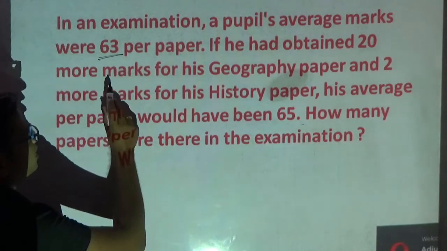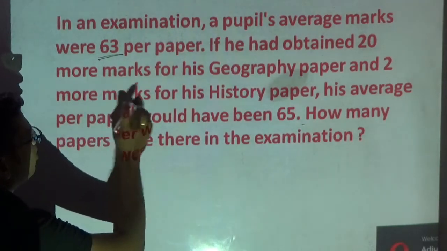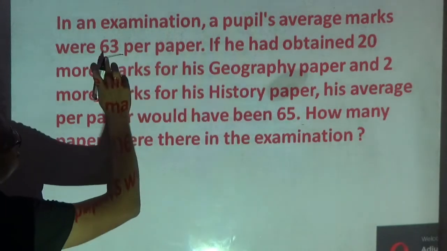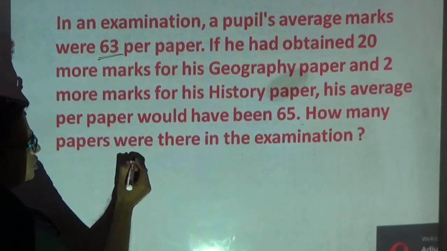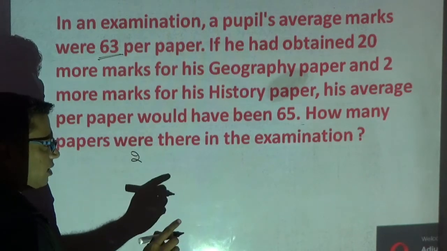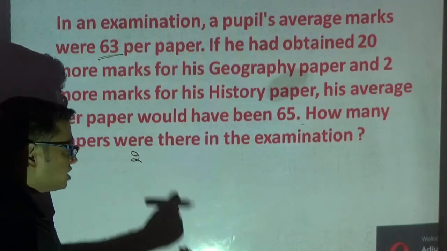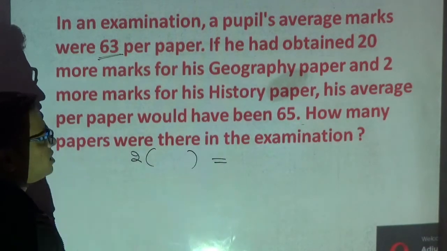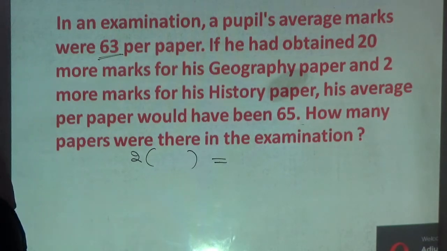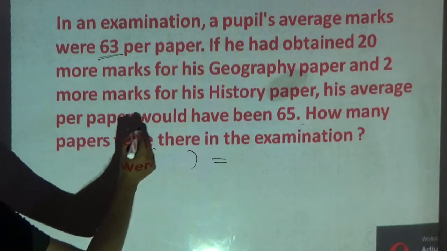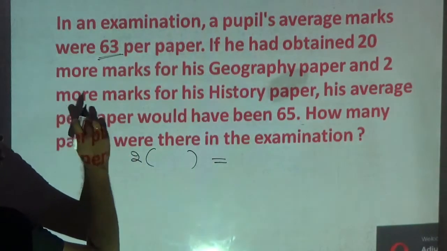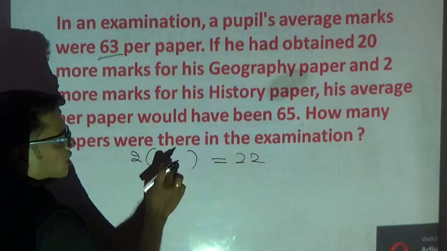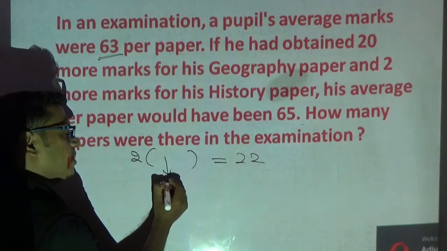If he had scored 20 more marks in geography and 2 more marks in the history paper, his average would have been 65. Now 63 to 65 means the increase is 2. If I want the average to increase by 2, each paper I have to increase by 2. Now what is the total marks increase? 20 marks in geography and 2 marks in history, so totally 22 marks. 2 into what is 22? 2 into 11 is 22.